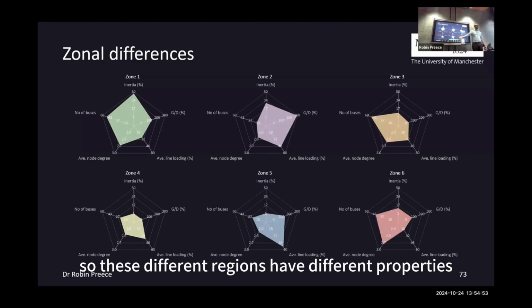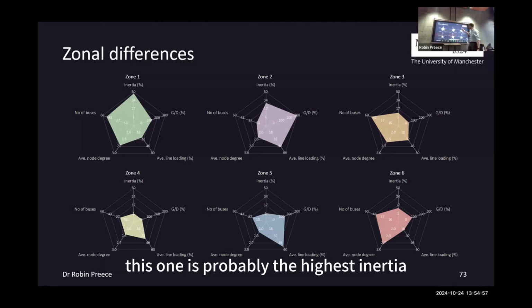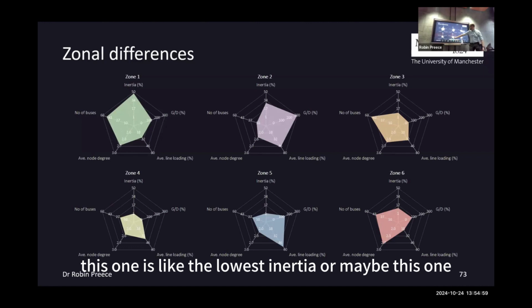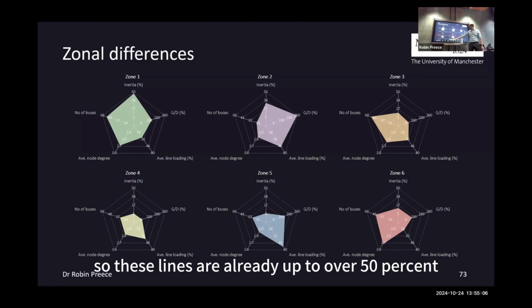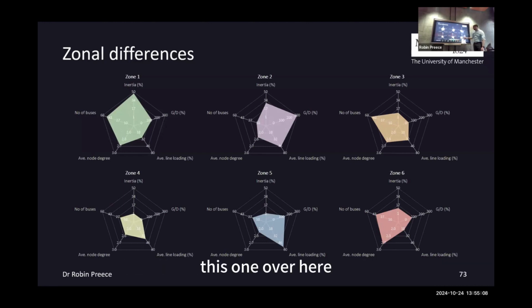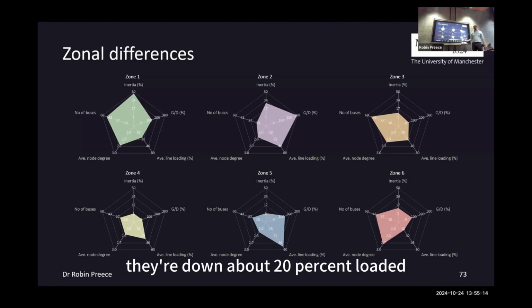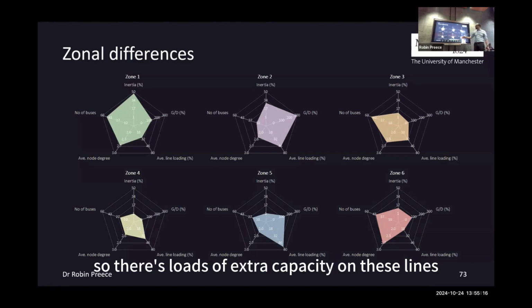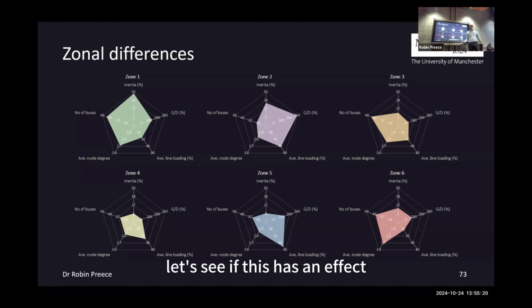So these different regions have different properties. You can see here, this one's probably the highest inertia. This one's the lowest inertia, or maybe this one. This one's really quite low inertia and quite heavily loaded already. These lines are already up to over 50%. This one over here, zone 6, has very low loading on the lines to start with. They're down about 20% loaded, so there's loads of extra capacity on these lines. So we looked at these different properties and we're like, okay, let's see if this has an effect.